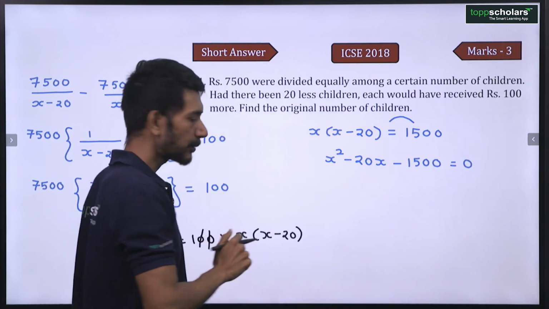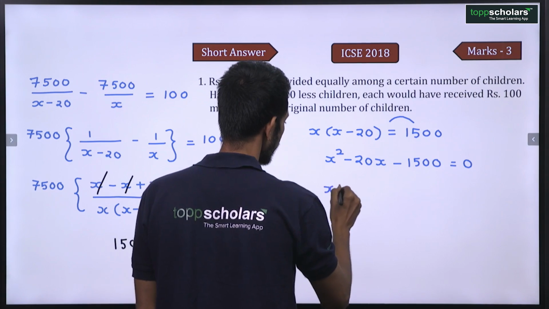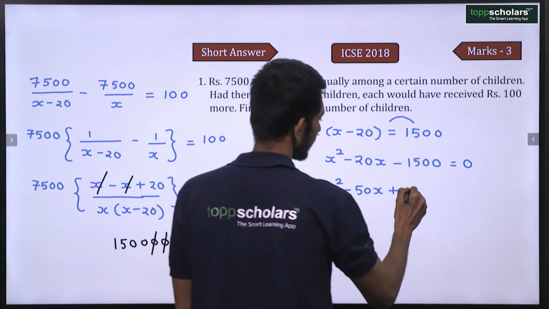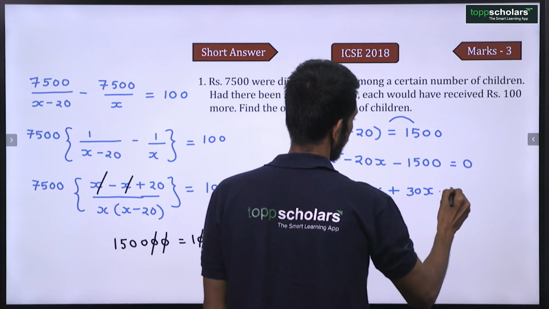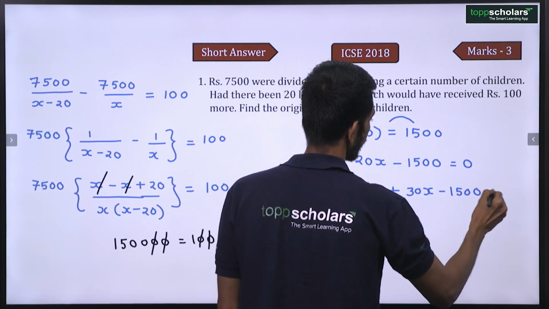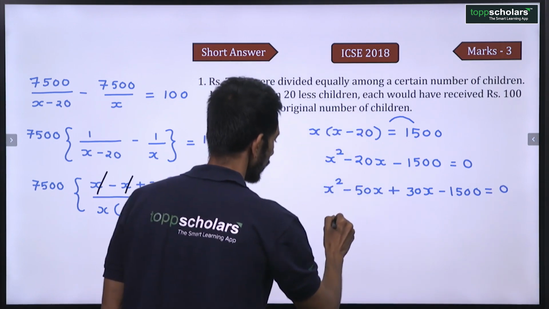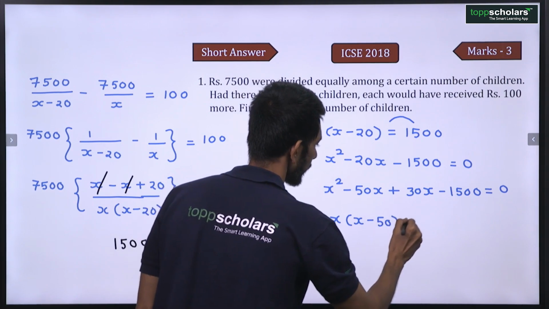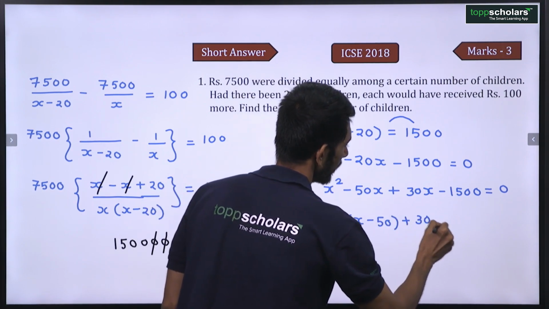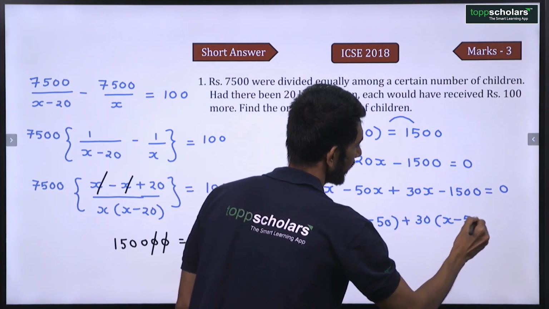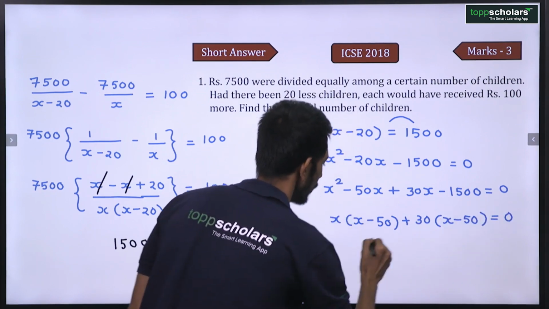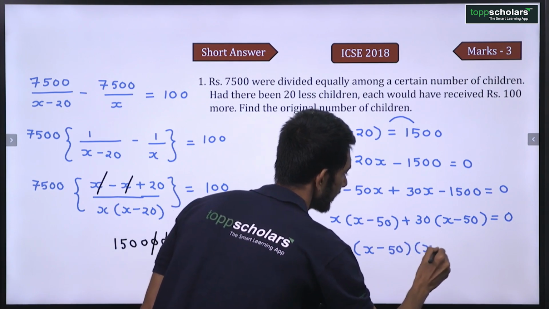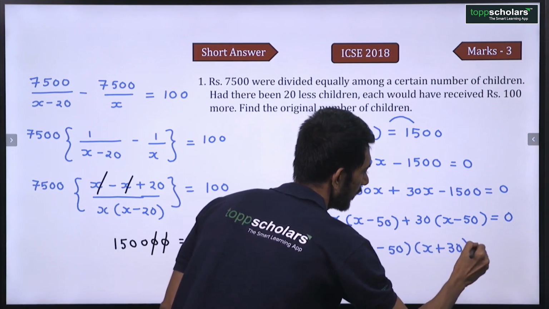So let us split the middle term now. Now you get x square minus 50x plus 30x minus 1500 is equal to 0. So you take x common, you get x minus 50, plus 30 common, you get x minus 50, that is equal to 0. So basically you get x minus 50 into x plus 30 is equal to 0.